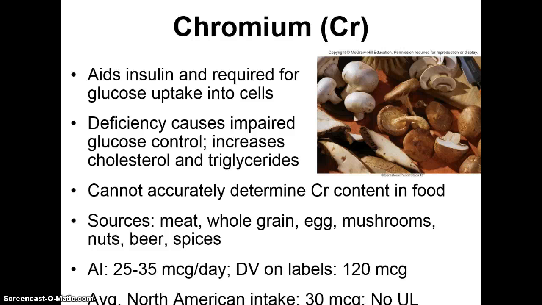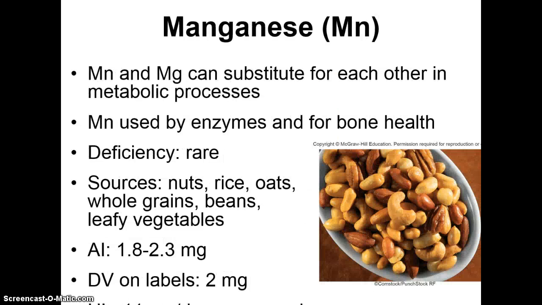Chromium. Chromium is a mineral that aids in insulin production and uptake of glucose into the cells. There has been some research that shows that individuals with poor chromium intake actually have a higher glucose intolerance. So chromium is pretty important, and as you see from the pictures, one of the best sources of chromium comes from mushrooms. Nuts are also high, rice, oats, green leafy vegetables, beans.